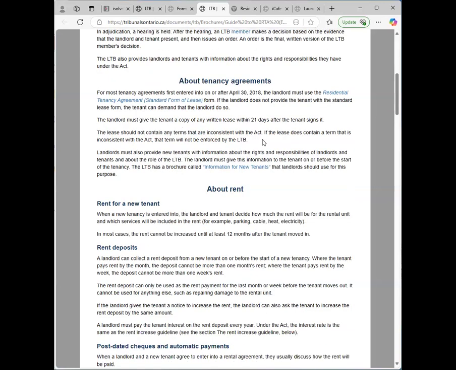And the lease should not contain items inconsistent with the act. Well, if you're using their pre-made forms, chances are you're just going to fill it out and it's going to be exactly what's supposed to be there, which is great.